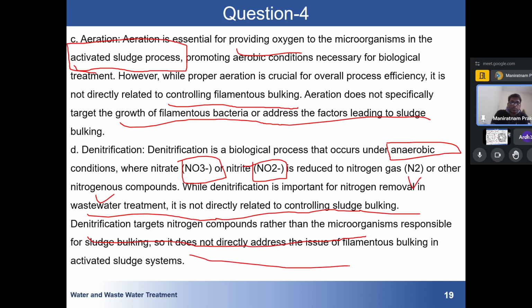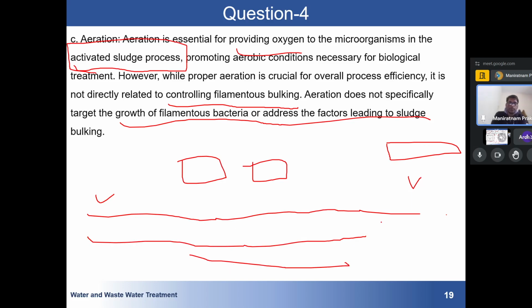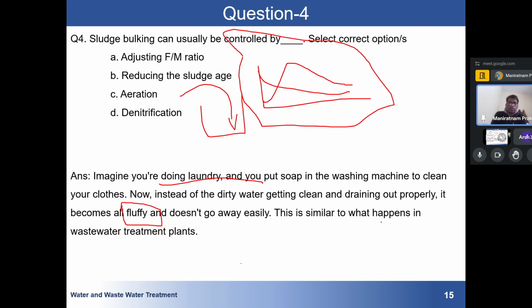It does not directly address the issue of filamentous organisms. Remember, denitrification is just there for nitrogen removal. It has nothing to do with sludge bulking. So the answer of this question will be A and B, that is adjusting food by mass ratio and reducing sludge age. And these other two options: this one is for providing oxygen and this one is for removal of nitrogen. So the answer of this question will be A and B.